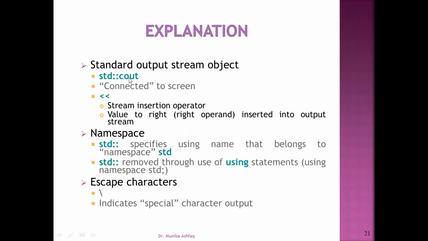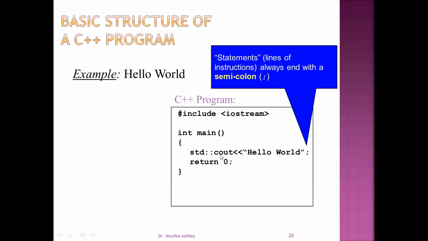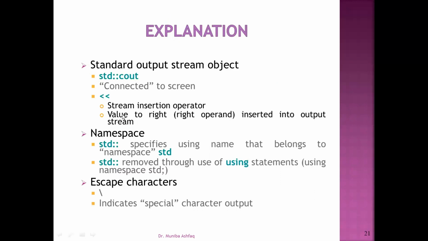Standard output stream object std::cout is connected to the screen. So whatever you want to print on the screen, you have to use this output stream object. In combination with this output, you have to write this operator, which is also called the stream insertion operator. You can see that after cout, we have this stream insertion operator. The value to the right operand is inserted into the output stream.